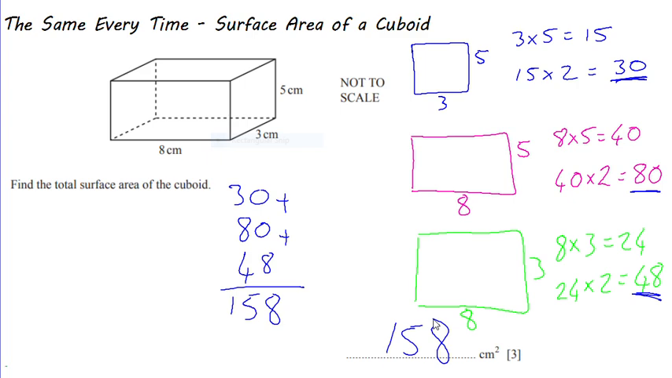Just worth mentioning that the first thing you should do with this kind of question is check that all the units are the same. Here everything is in centimeters, so our final answer is going to come out in centimeters squared. If you've got, for example, some meters and some millimeters and some centimeters, you must change them all to the same units before you do anything else, and that would be the units of the answer, in this case centimeters.